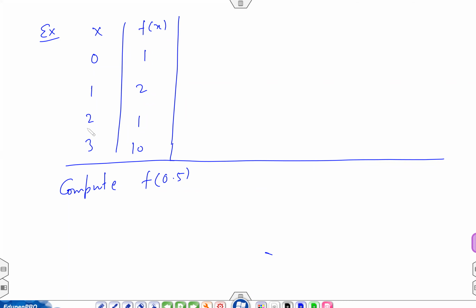So if it is asked to compute the value of the function at any point in between, what will click to you? Find a polynomial that is passing through these points. How to compute this polynomial? You can apply the Lagrangian method. You can apply Newton divided difference.